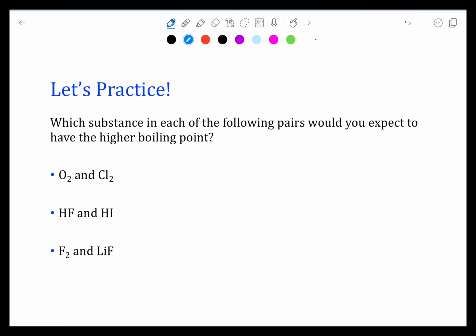In our first example, we have O2 and Cl2, so they both have dispersion. If they both have the same intermolecular force, we just have to look at the heavier of the two. So Cl2 would have the higher boiling point because it's heavier.